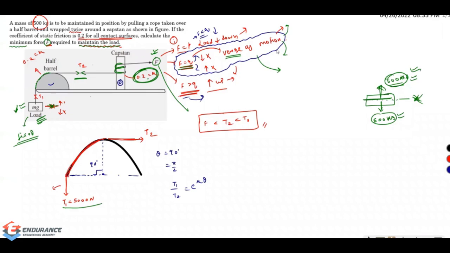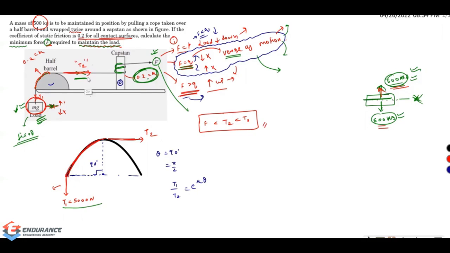See, that is what I'm repeatedly saying, right? This body is having a weight of 500 kg. If I want to hold that weight, then I need to apply 500 kg of load. But here this friction is helping us. The friction present between the half barrel and the rope is helping us. Because of that friction, the tension which I need to apply here so that I can hold it is less.